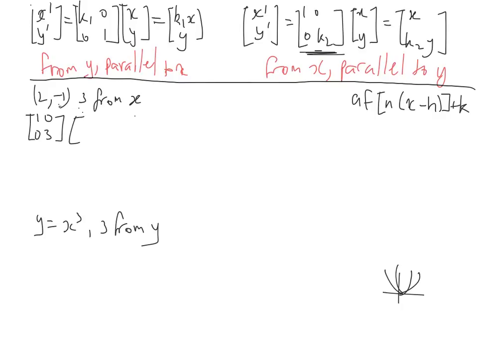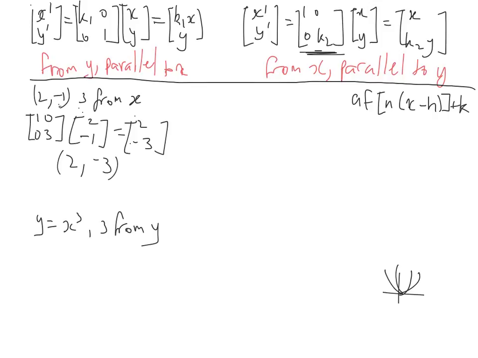Then from there we put in the coordinates into the matrix, so 2 and negative 1, and then we multiply. This becomes 2, and our 3 times negative 1 becomes negative 3. So this ends up becoming 2 and negative 3. So again, it's dilated by a factor of 3 from the x-axis.